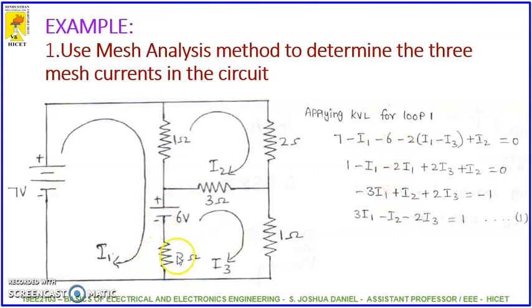And in the 2 ohm resistor, I1 and I3 flow. So I1 minus I3 into 2, right? Since this is the major current, we keep that current as main, and then we subtract the second loop current, right? After solving, we get this equation.